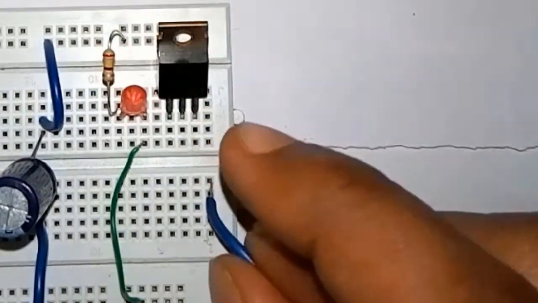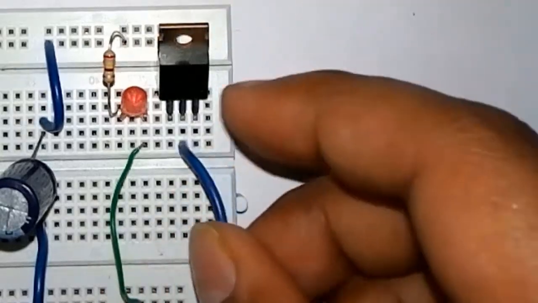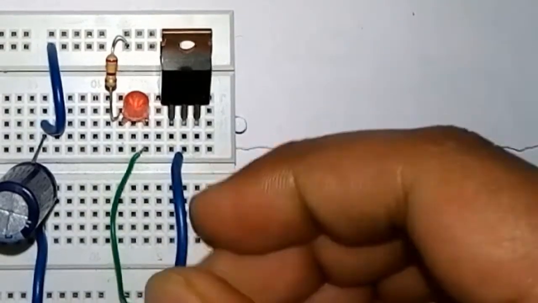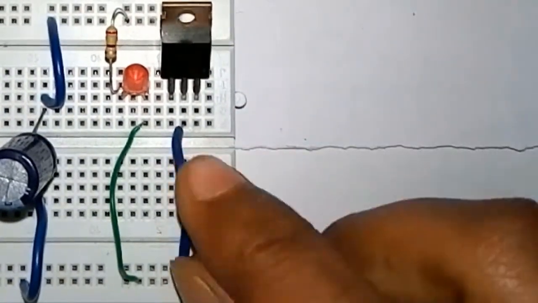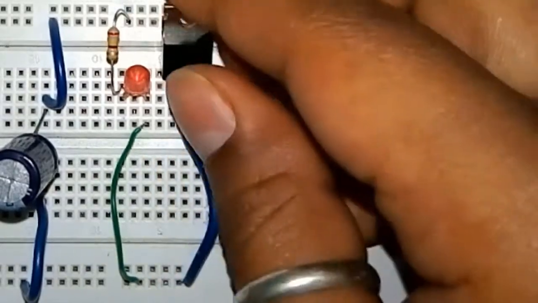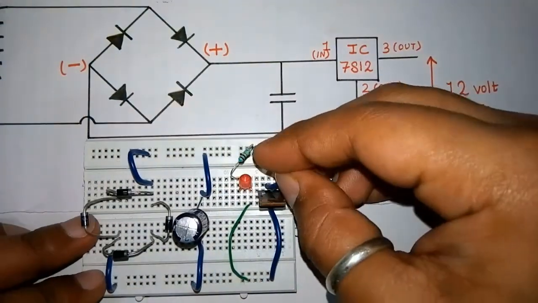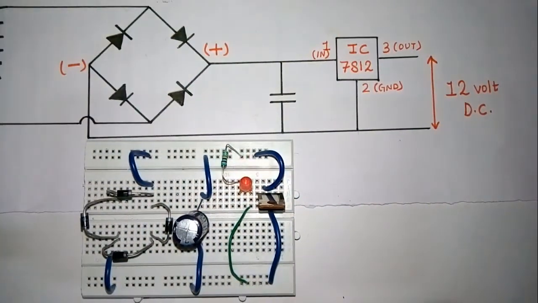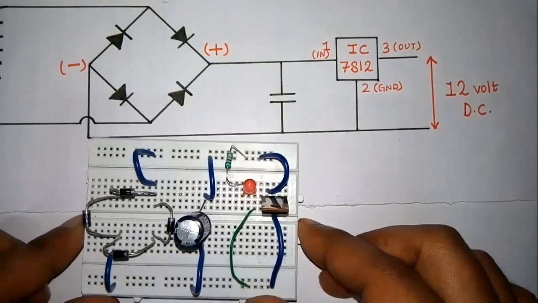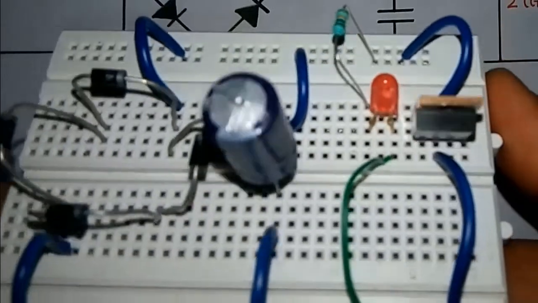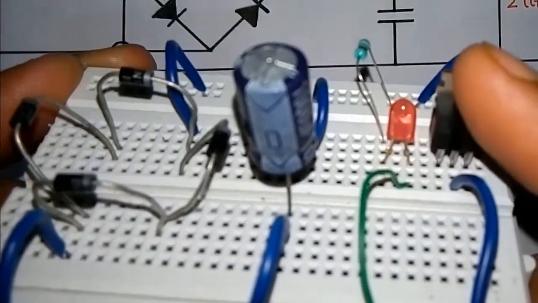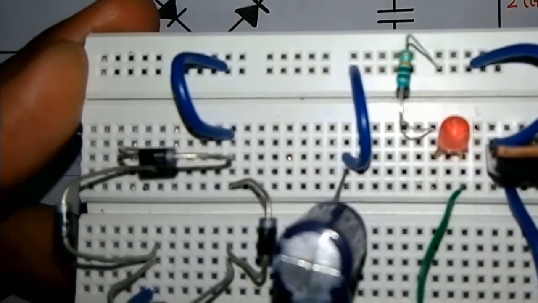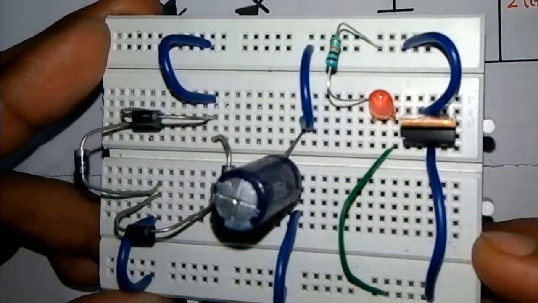Now a ground wire with the negative. Now input with the positive. All done. You can see each pin clearly visible.